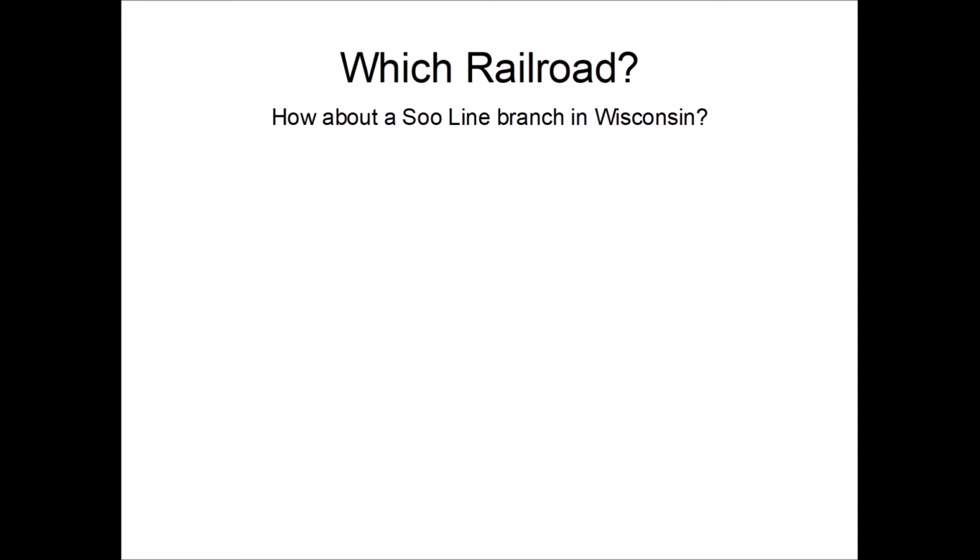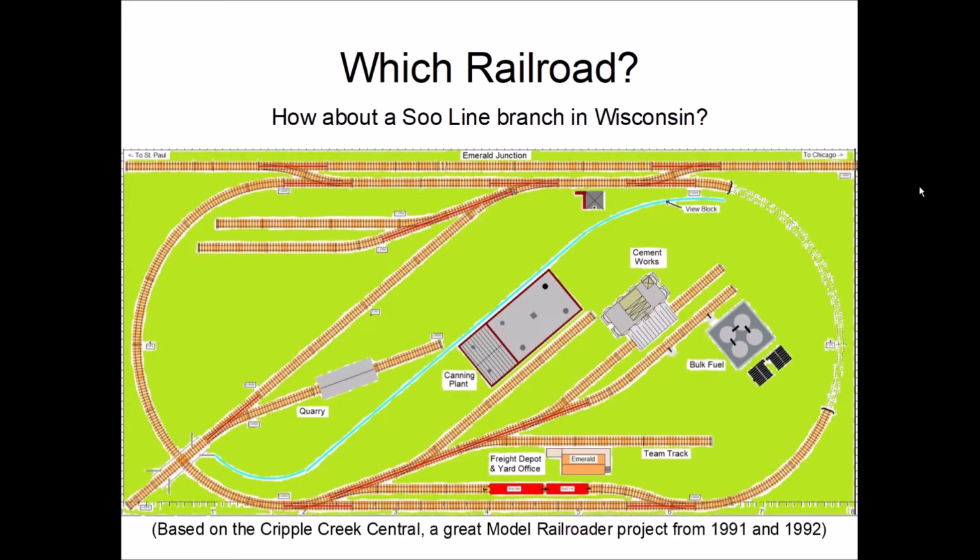So what railroad are we going to use? Well, let's pick out a Soo Line branch line in Wisconsin. This is based on the Cripple Creek Central, which was a Model Railroader magazine project railroad back in 1991 and 92. I modified it slightly, and my rationale behind this is it's kind of like a branch line where I had the chance to work for the Soo Line back in the 70s.